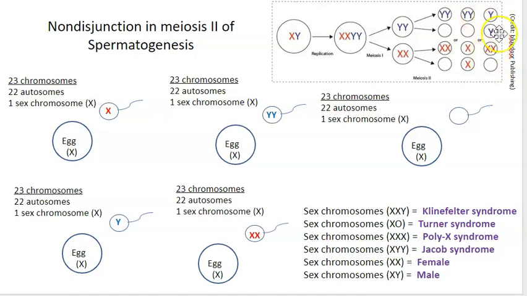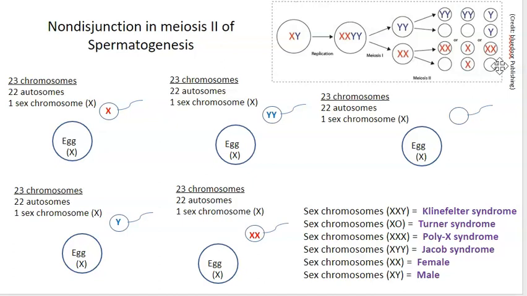Again, in this case, 50% of the gametes are normal. This would have 23 chromosomes, 22 autosomes, 1 sex chromosome, 22 autosomes, 1 sex chromosome. This would be an abnormal gamete. This would have 24 instead of 23, 22 autosomes and 2 sex chromosomes. This gamete would also be abnormal. This would have 22 autosomes, no sex chromosomes.